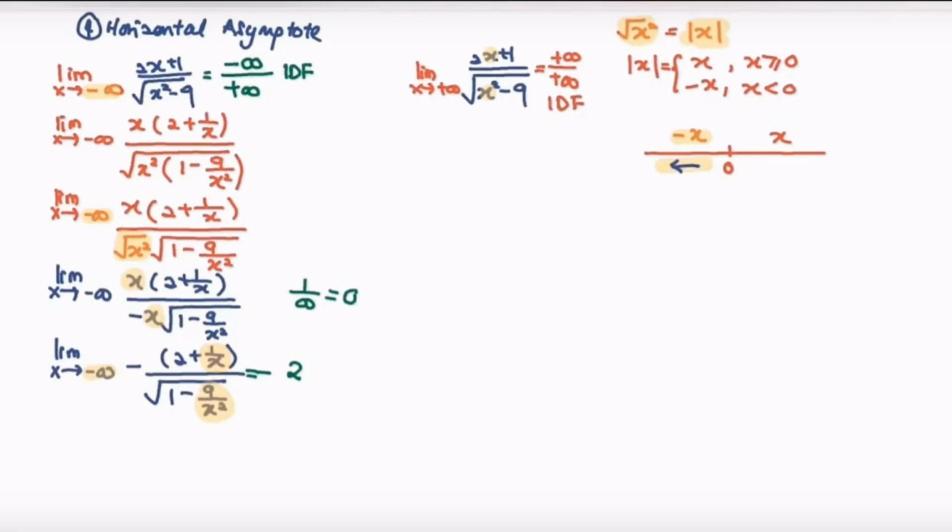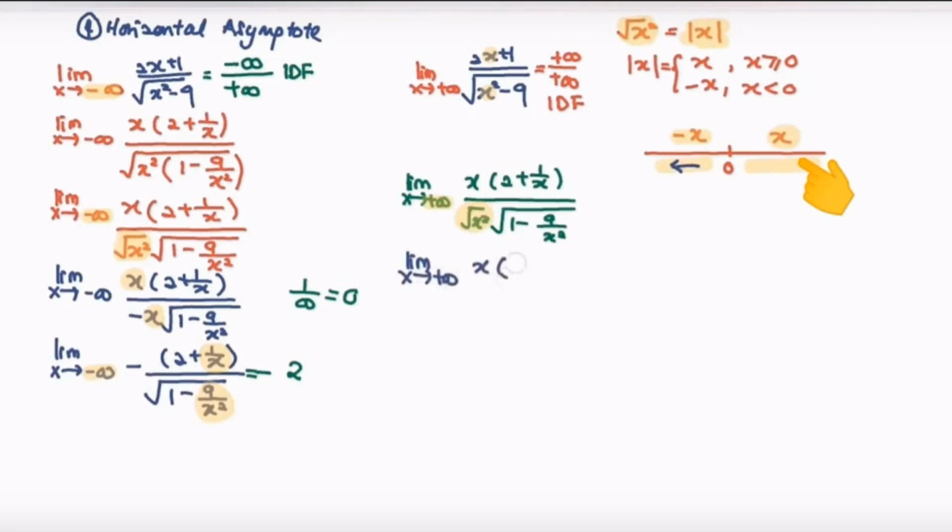So now, limits when x approaching positive infinity, we will have x bracket 2 plus 1 over x over square root of x squared, square root of 1 minus 9 over x squared. So for this case, what is the definition of square root of x squared? We have a positive infinity, meaning set towards the right. So the function selected will be x for this case. So limit when x approaching positive infinity, we will have this situation and kindly substitute the function x to replace the square root of x squared because we have a positive infinity.